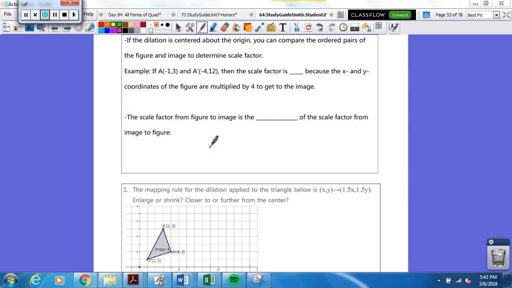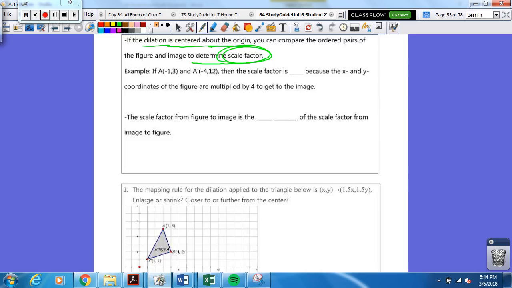We are doing dilations centered about the origin. You can compare the ordered pairs of the figure or the image to determine the scale factor. We did scale factor before, but now we're doing it in a coordinate plane.